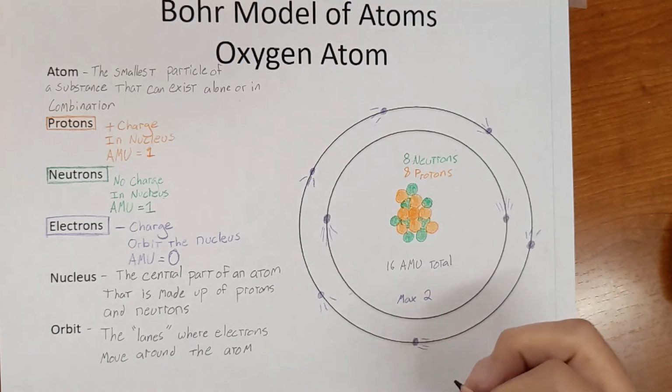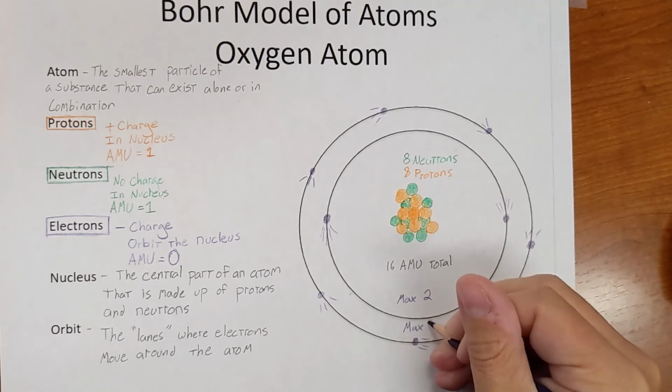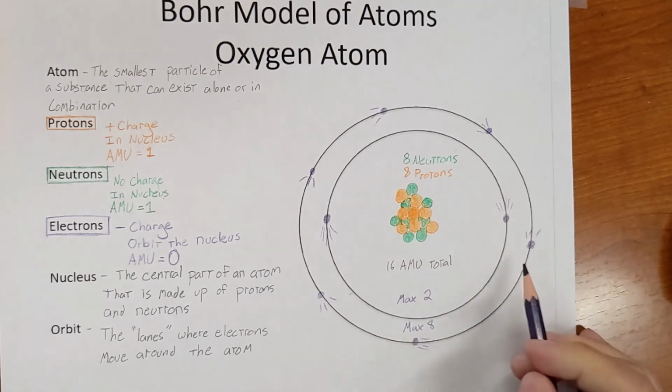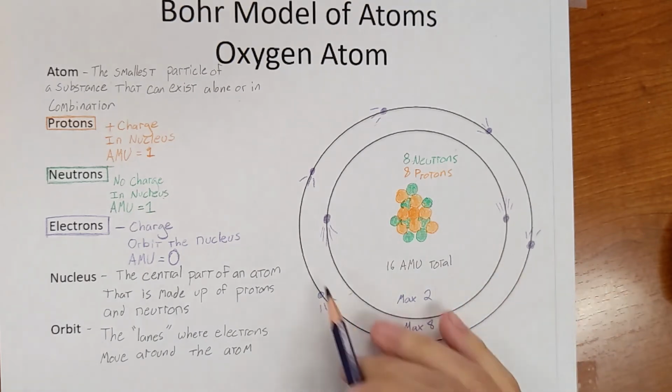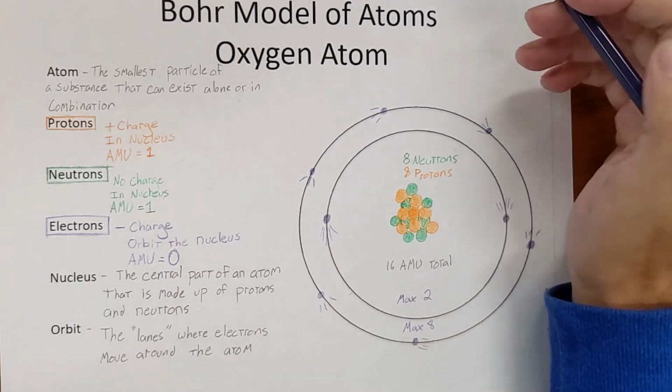This next ring has a max of 8. So you could actually fit 2 more electrons in this second lane, this second orbit, if you really wanted to. And that does happen. When you learn more about bonding, you'll learn that electrons can move to and from these outer rings from one atom to another. So let's go over one more time all that we've learned.